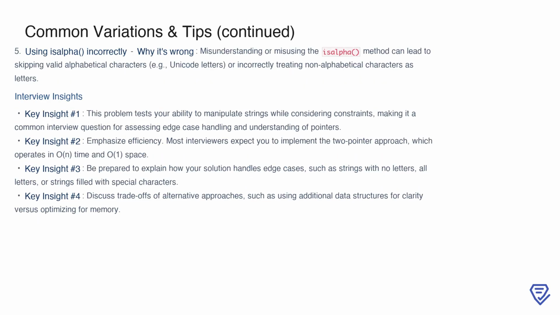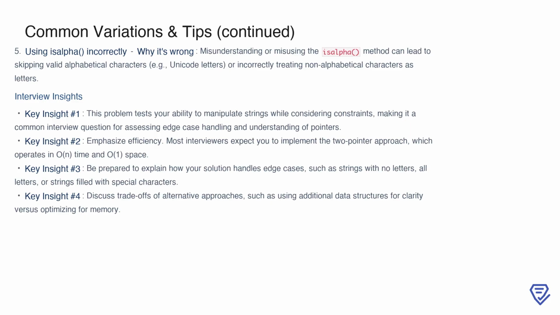A common misuse is the incorrect application of the isalpha method. Misunderstanding how it works can lead to skipping valid letters, including Unicode characters, or mistakenly treating non-alphabetical characters as letters. It's crucial to understand this function to ensure proper identification of alphabetical characters.